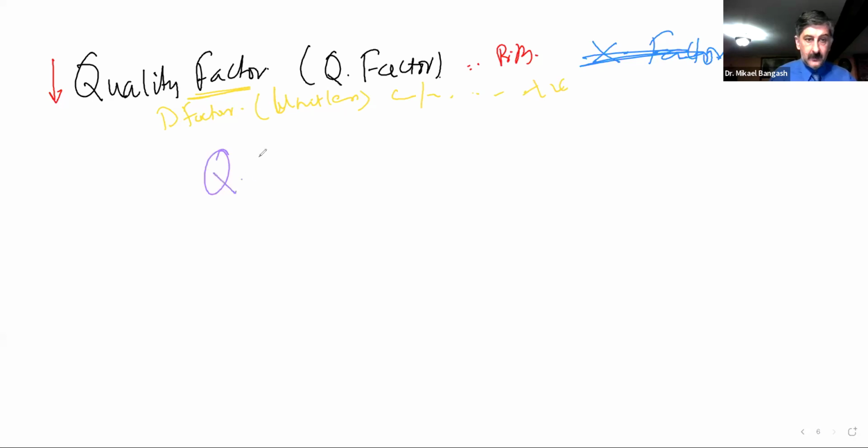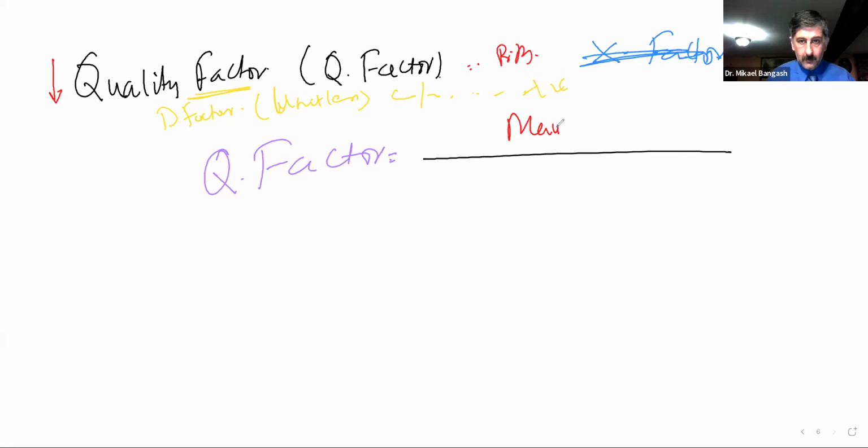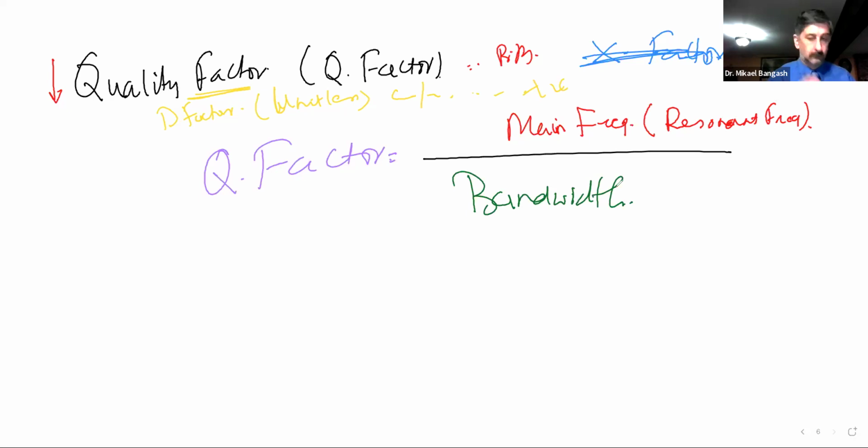So what makes our Q factor? There's going to be what we call the main frequency. Please keep in mind, guys, as I said earlier, this main frequency could also be referred to as the resonant frequency. But your main frequency, or resonant frequency, divided by your bandwidth. Did you guys get that?